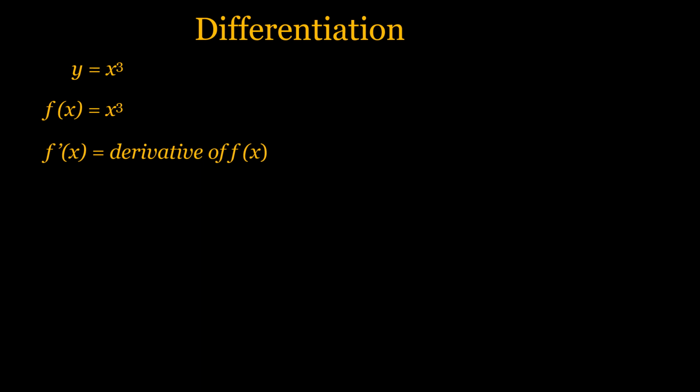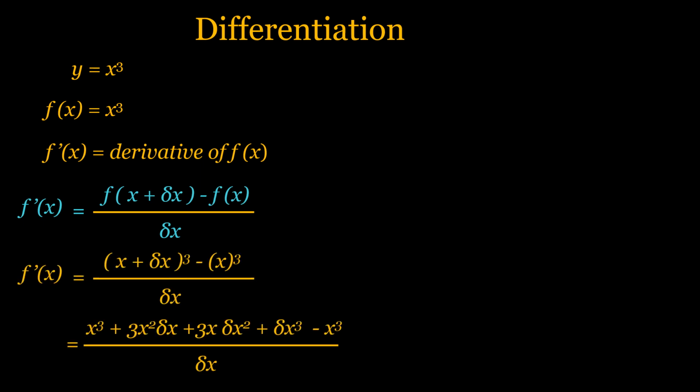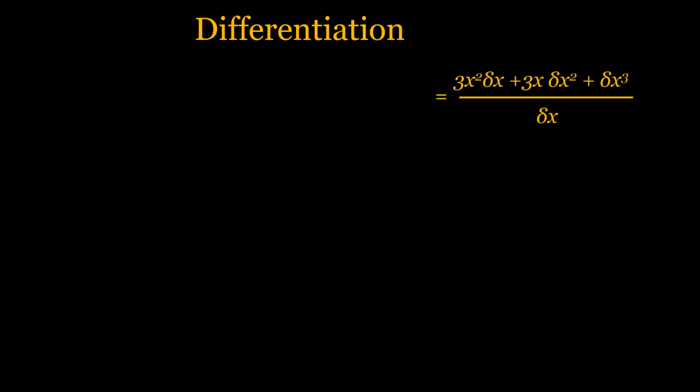Let's also observe this in Newtonian expression. We have a function y equals x cubed, or f of x equals x cubed. F dash of x is the derivative of the function. As we know, the definition of a derivative is given here. Replacing with x cubed and expanding by the whole cubed formula, the x cubed will be cancelled by negative x cubed. Small delta x is common in the numerator, therefore it will be cancelled by the denominator. By simplifying, we get the following.